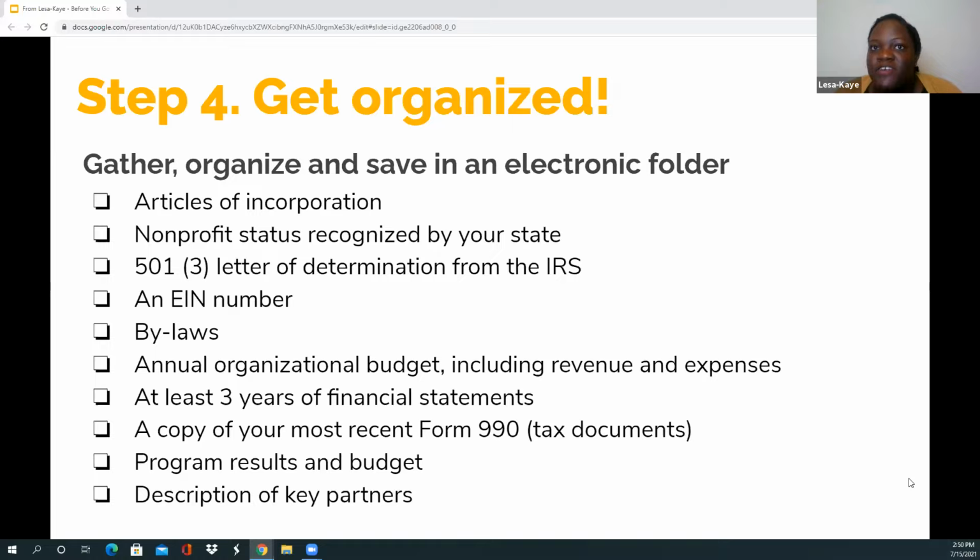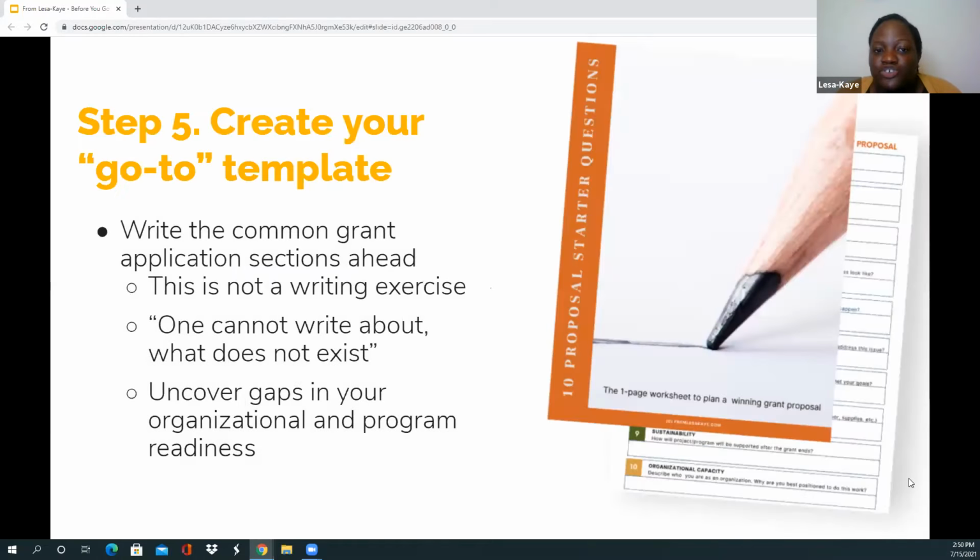Step number 5 is to create your go-to template. My recommendation is for people to start writing the common parts of a grant application ahead of time. Now, I said writing, but this is not a writing exercise because one cannot write what does not exist.